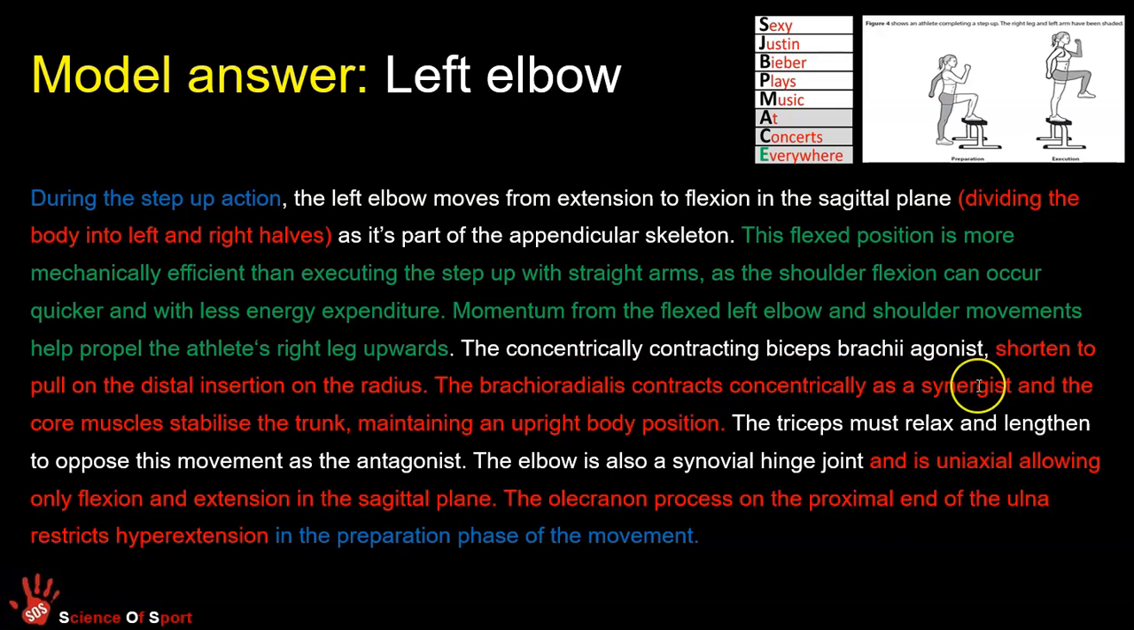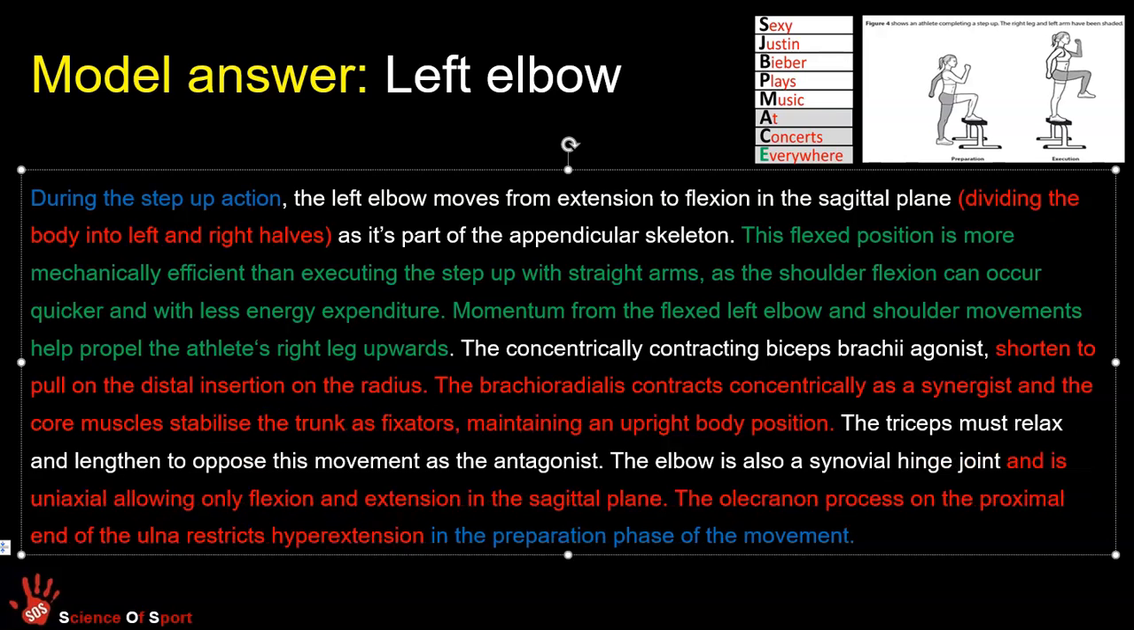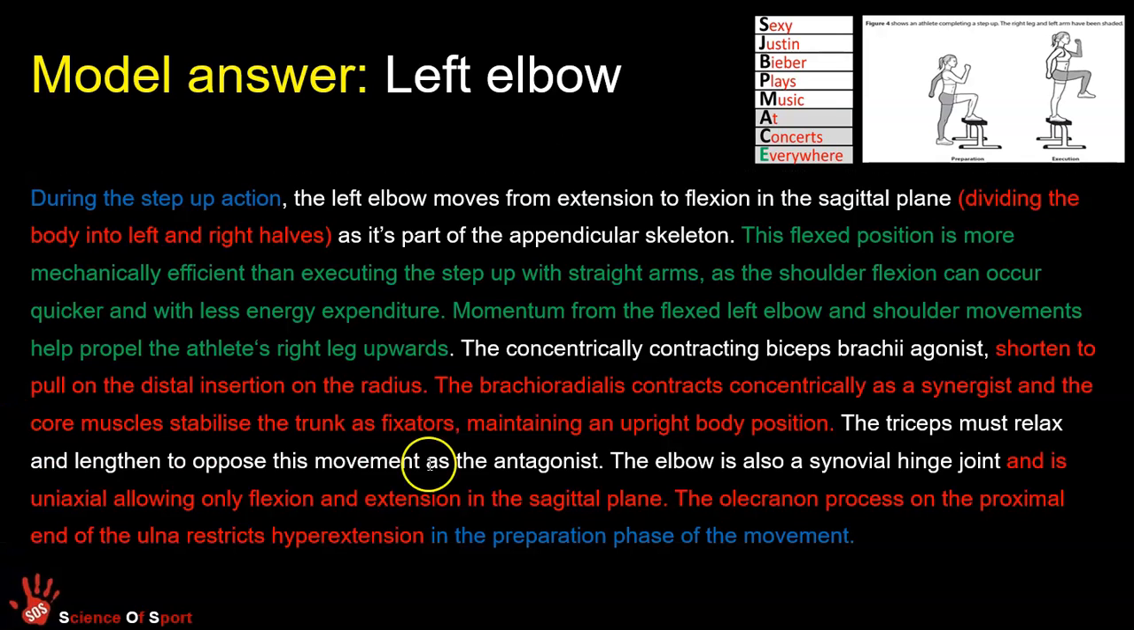Extra movement or muscle action information, and the core muscles stabilise the trunk. Extra information. These are fixators. I could have had trunk as fixators, even better. Maintaining an upright body position. Extra icing. The trunks relax and lengthen to oppose the movement as the antagonist. Really, that kind of should be red as well.